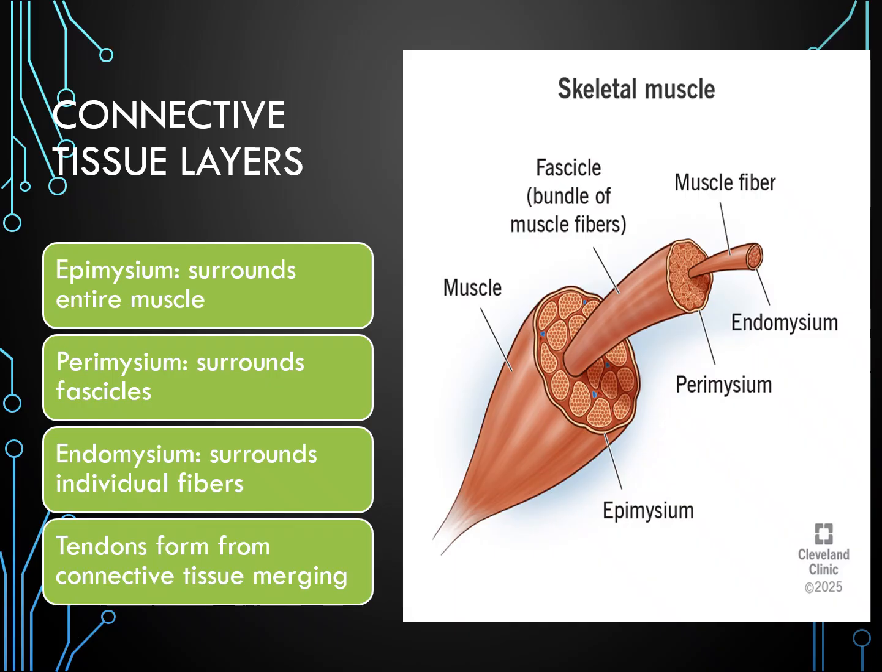Together, these connective tissue layers not only support and protect the muscle, but also merge to form tendons, which anchor muscles securely to bones. Think of them as the packaging system that keeps every component organized and functional, while also serving as communication pathways for nutrients, oxygen, and neural signals that keep muscles alive and responsive.